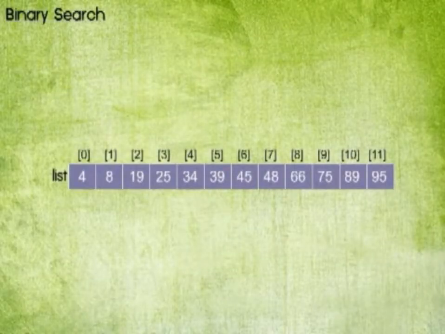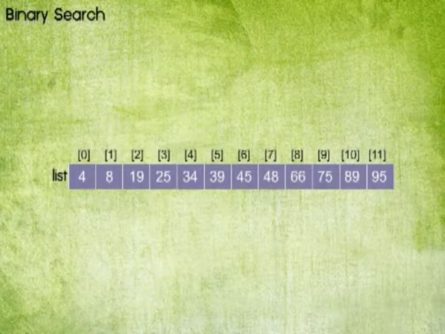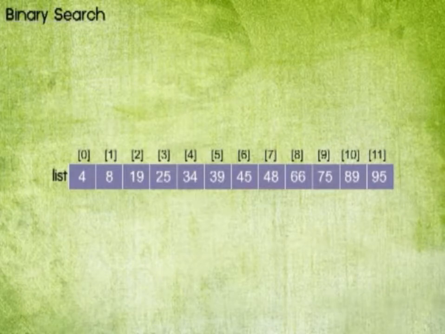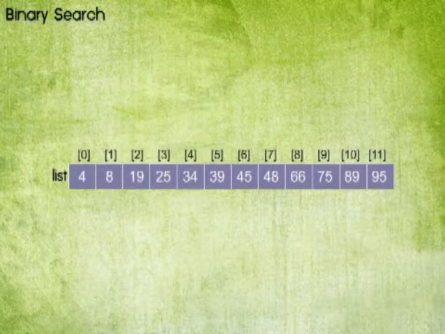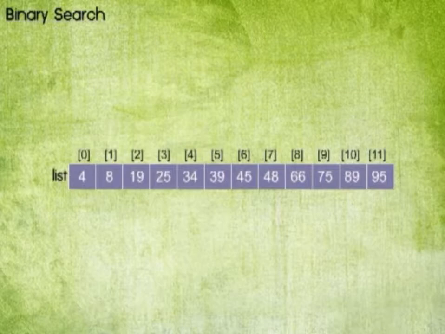A binary search uses the divide and conquer technique. First, the search item is compared with the middle element of the list. If the search item is less than the middle element of the list, we will restrict the search to the upper half of the list. If the search item is greater than the middle element, we will restrict our search to the lower half.